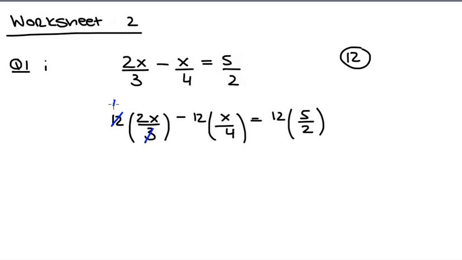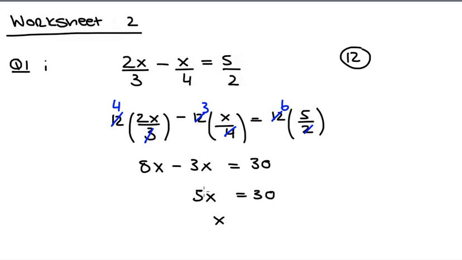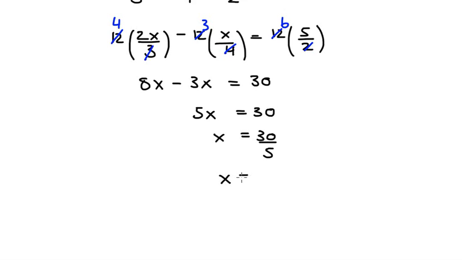3 divides into 12 4 times, 4 divides into 12 3 times, and 2 divides into 12 6 times. And now I'm going to multiply out my brackets. So 4 multiplied by 2x gives me 8x. Minus 3 multiplied by x gives me minus 3x. And on the right side, 6 multiplied by 5 gives me 30. So 8 minus 3 gives me 5x is equal to 30. Because I'm multiplying by 5 on the left, I'll divide by 5 now on the right. And we find x is equal to 6.